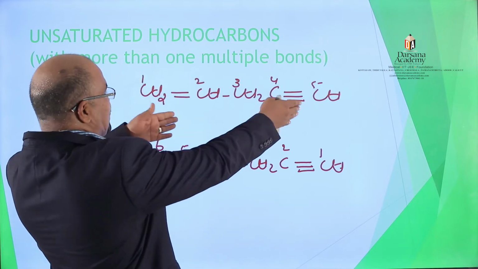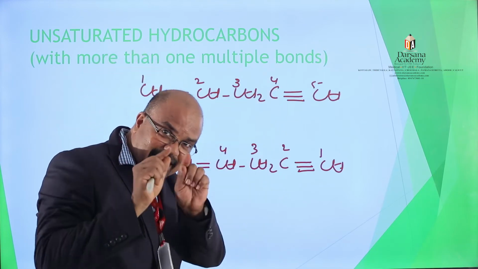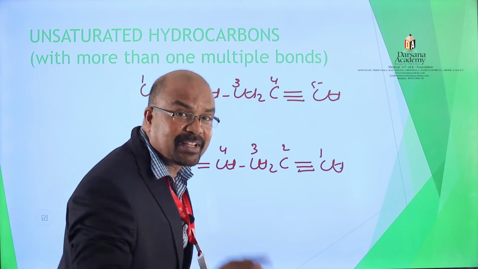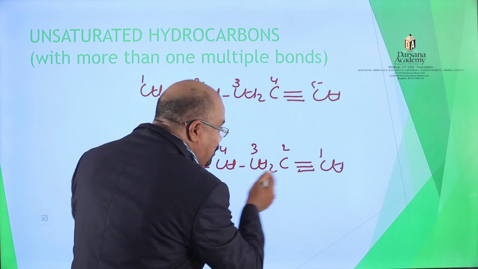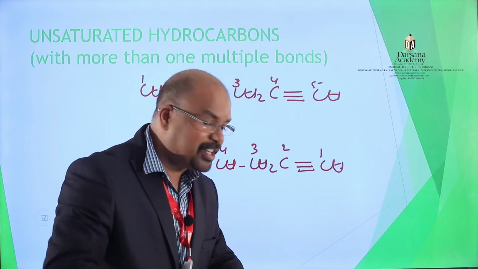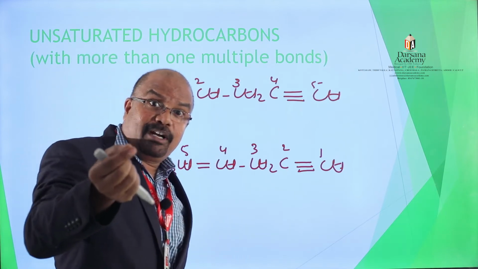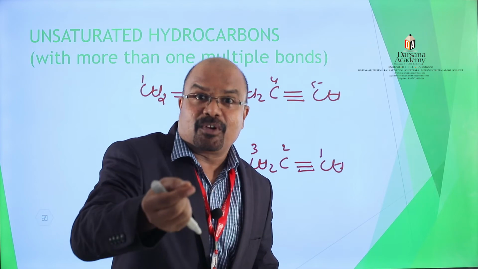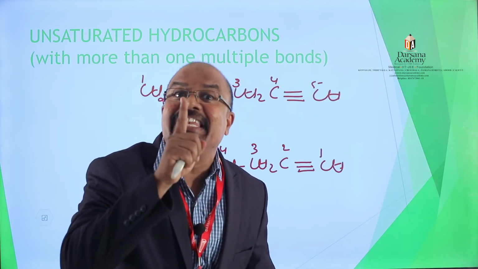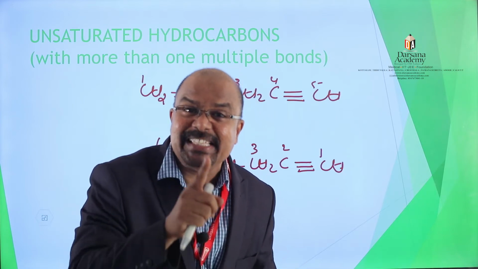Clear? Once more, if the double and triple bonds are at the equivalent position, we give preference to the double bond. In the second case, where they are not at the equivalent position, we number from the end that gives the lowest position. The next rule: whenever a compound has a double bond and a triple bond, the name always ends with YNE. Please listen, the name always ends with YNE.